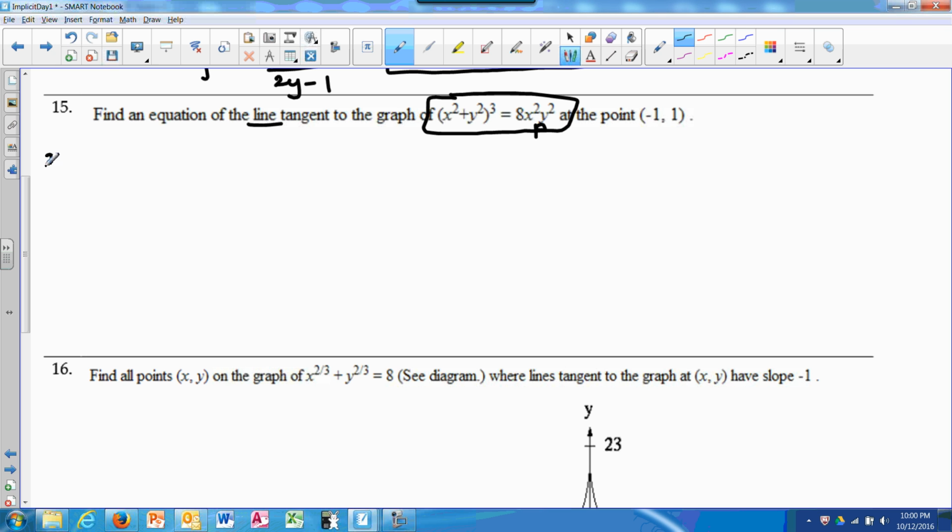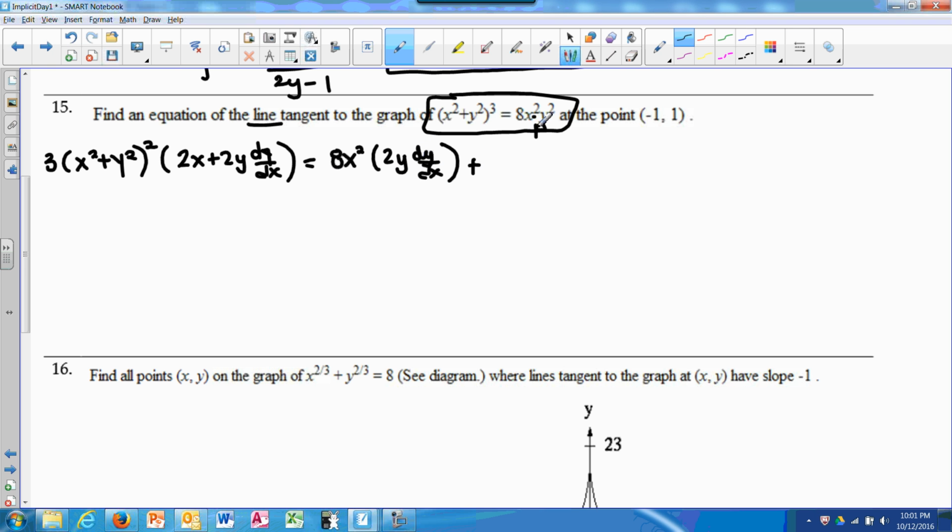So our chain comes out as 3 times the sum of x squared plus y squared, now raised to the second power. And here's our chain times the derivative of the inside, 2x plus 2y dy/dx, equals, our product has 8x squared times y squared. So I keep the 8x squared. The derivative of y squared is 2y dy/dx, plus the y squared I'm going to keep, and this time I'm going to do the derivative of 8x squared to get 16x.